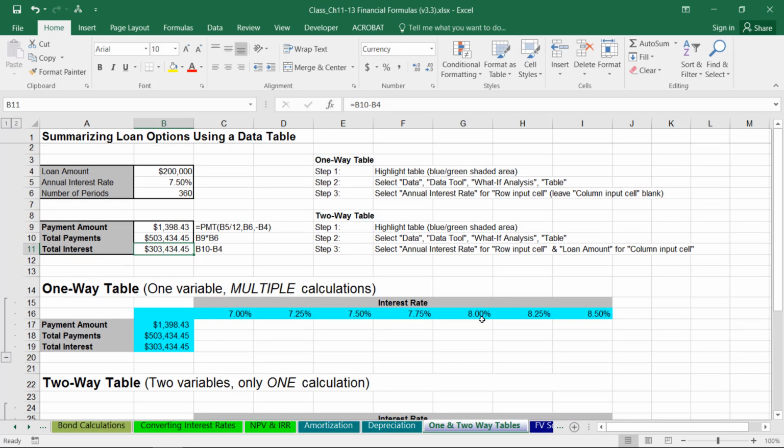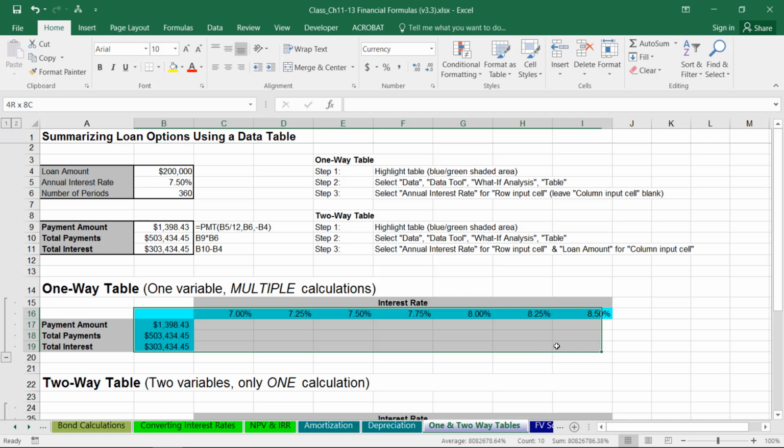We're going to vary the interest rate here across the top. Along the bottom, we have those three calculations. I'm simply going to say equals whatever's in B9, which then refers to the input data, or whatever's in B10, and so forth. I could write the equation here, of course.